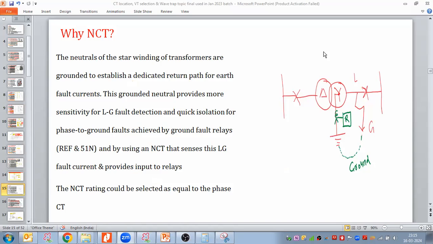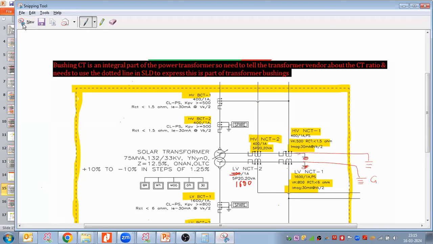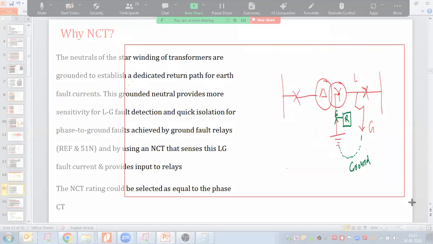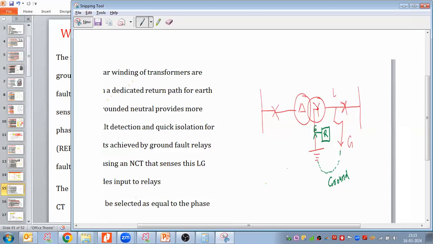Let me take this point. Suppose here you have done the grounding, the grid. When there is a line to ground fault, what happens? Current enters into the grounding grid, correct?